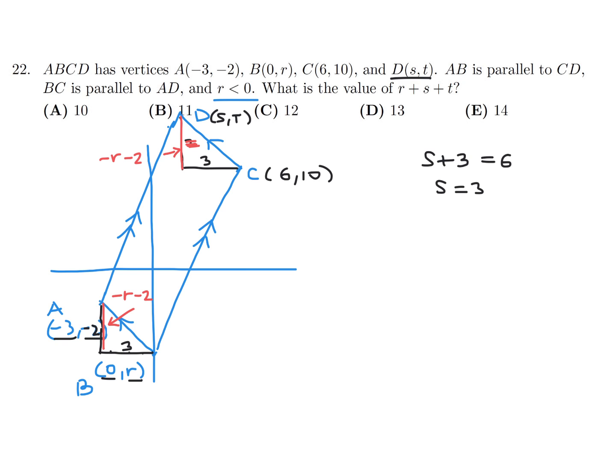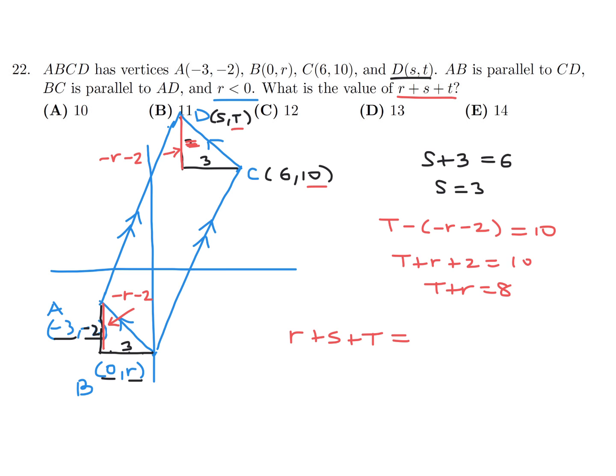Aha. So that means that if we take this T and then subtract from it minus R minus 2, we will end up at that 10. So that means T plus R plus 2 is 10, and therefore T plus R is 8. Okay, I think we have everything we need for R plus S plus T. The R and the T, that's 8, and then the S is 3. So therefore that's 11. And that means the answer is B.